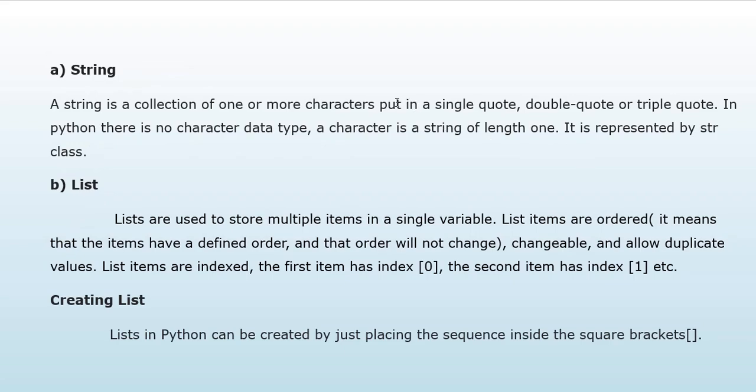String, a sequence related data type. So what is a sequence related data type? That means a group of elements or group of items. That is called sequence. Now string. String means what? It is the collection of characters. So here, how can we represent the string in Python? With the help of single quote, double quote or triple quote.